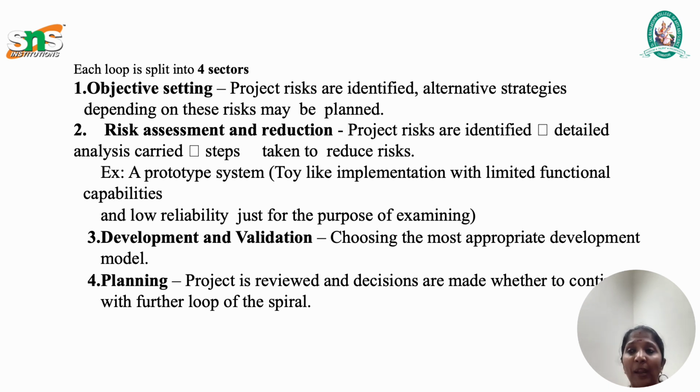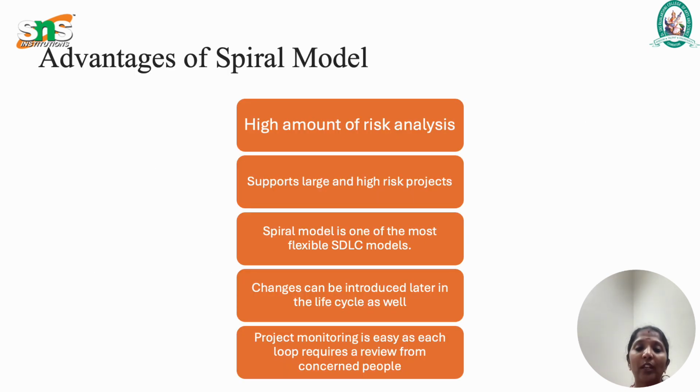This spiral model is not used for short projects; it is helpful for long-duration projects. What are the advantages of this spiral model? In this model itself, we minimize the risk, so a high amount of risk analysis can be verified. It supports large and high-risk projects, for example projects lasting 1 year to 5 years or more. Everything like that comes under this spiral model.